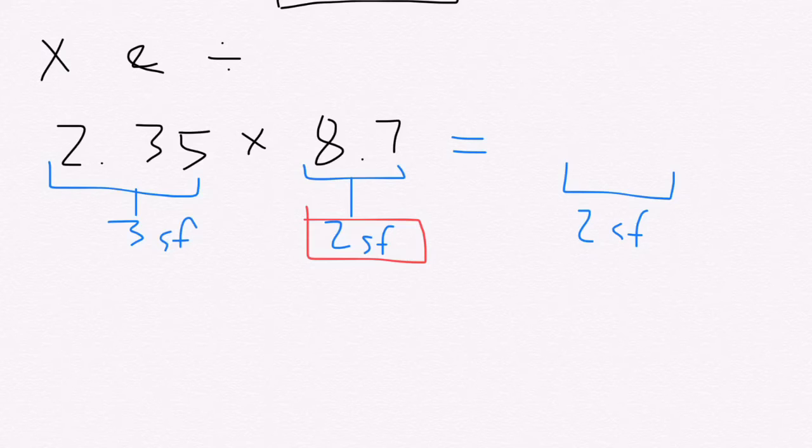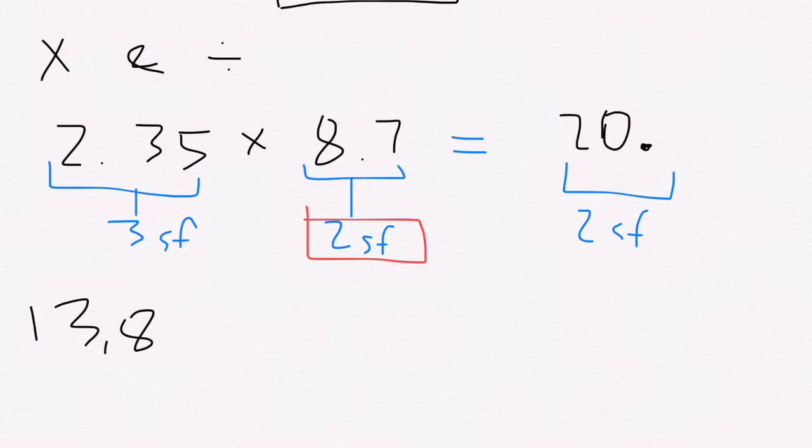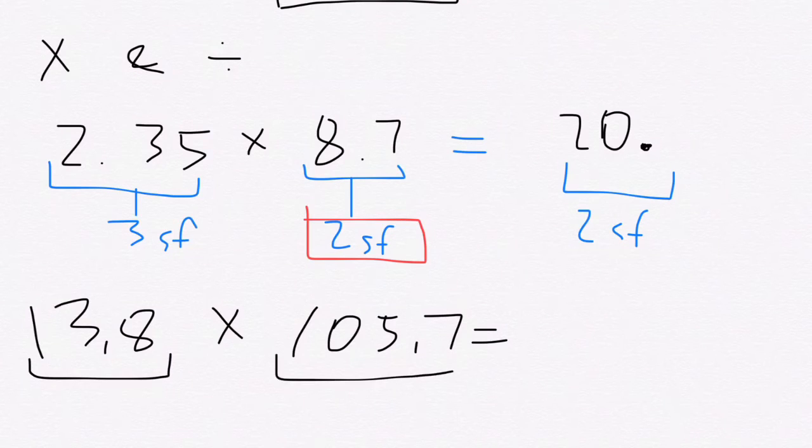So if we actually calculate this, what you're going to get is 2.35 times 8.7 equals 20.445. And we can only write 2 sig figs, so we just leave it 20 point. And we have to add the point because if we don't add the point, then it would look like 1 sig fig, right? Alright, so maybe let's try another one. So 13.8 times 105.7. This has 3 sig figs, this has 4, so this would have 3 sig figs as well, right?